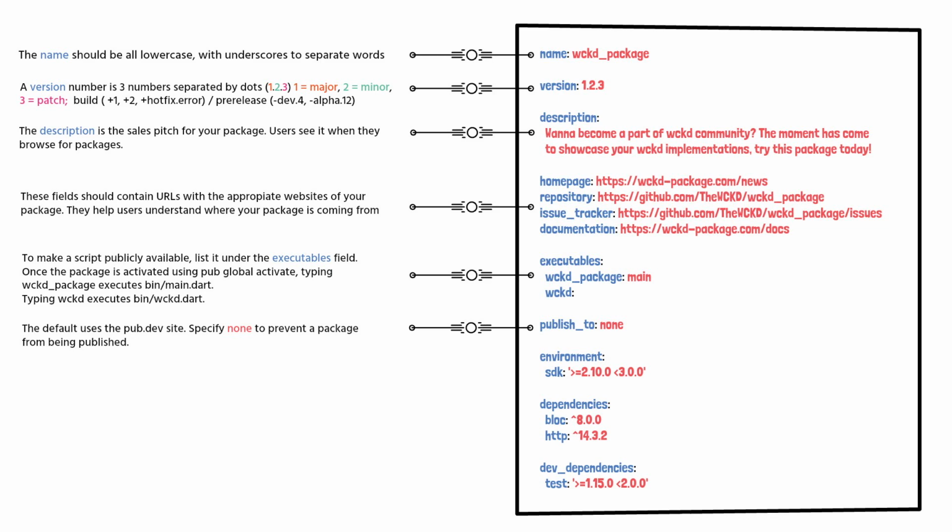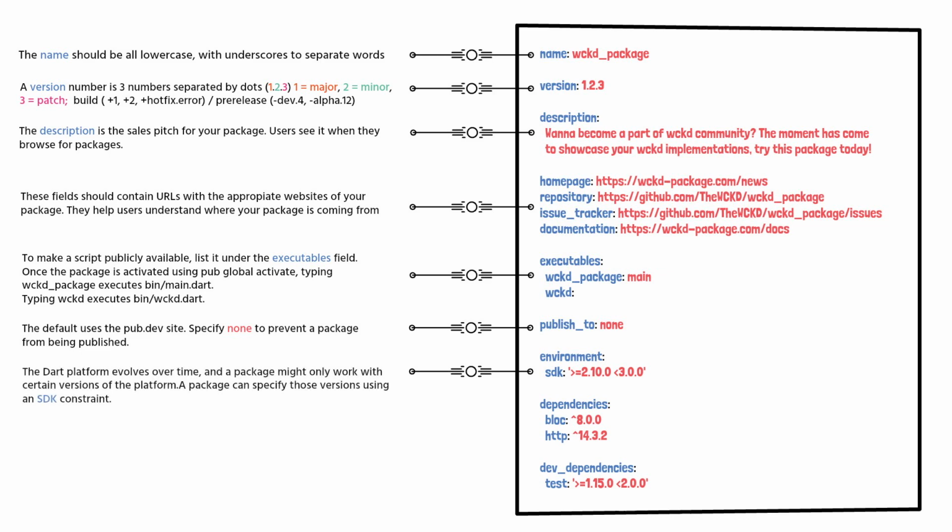What you need to also understand is that a package has an implicit dependency, the Dart platform itself. The Dart platform evolves over time and the package might only work with certain versions of the platform. A package can specify those versions using an SDK constraint. This constraint goes inside a separate top-level environment field in the pubspec file.